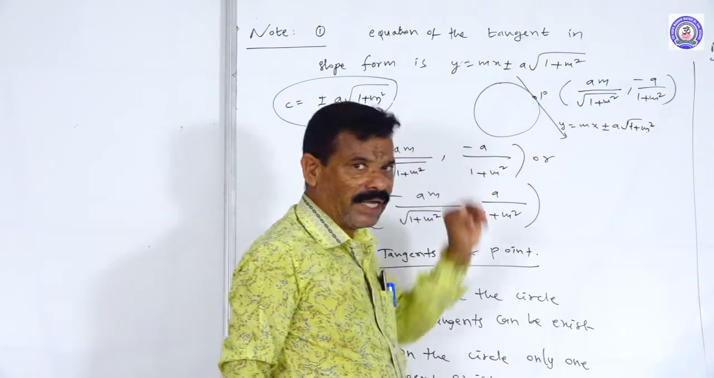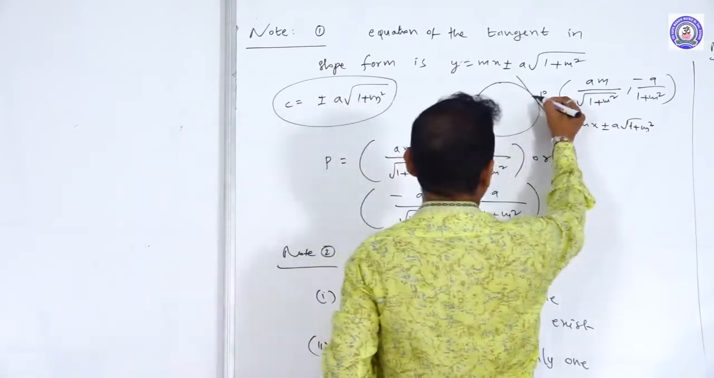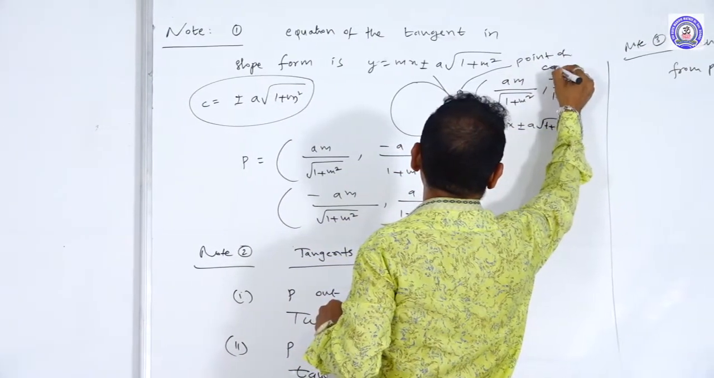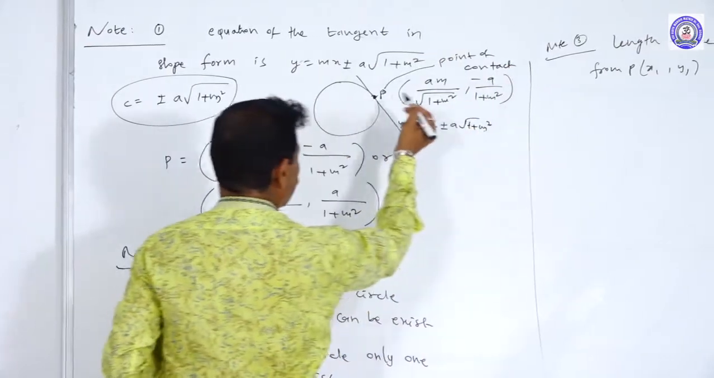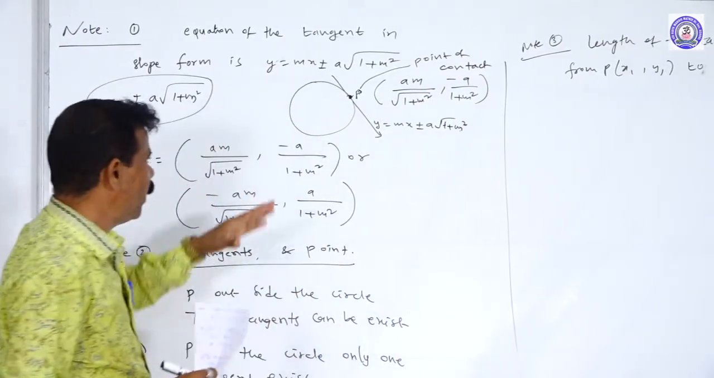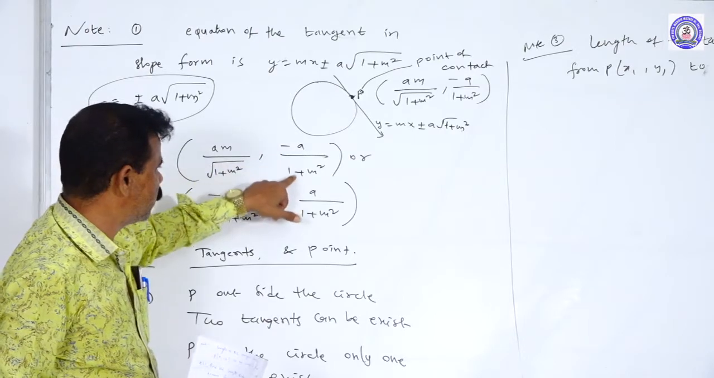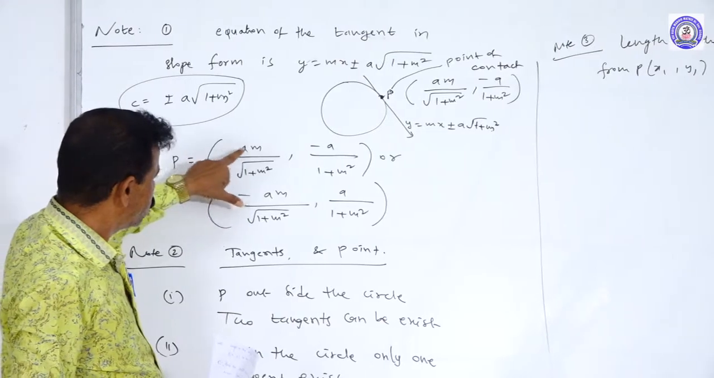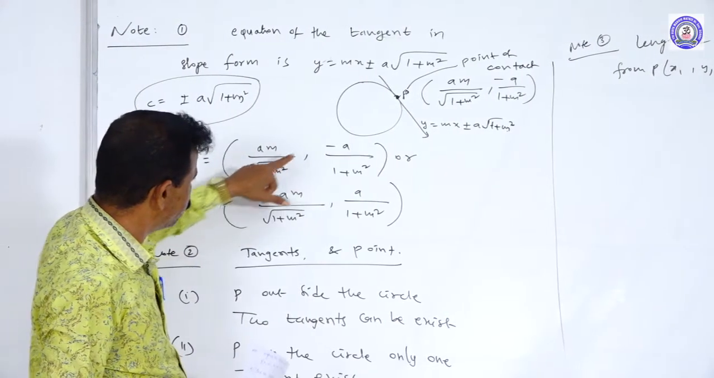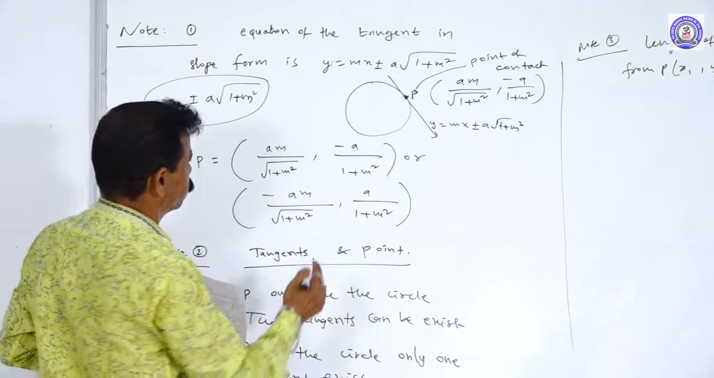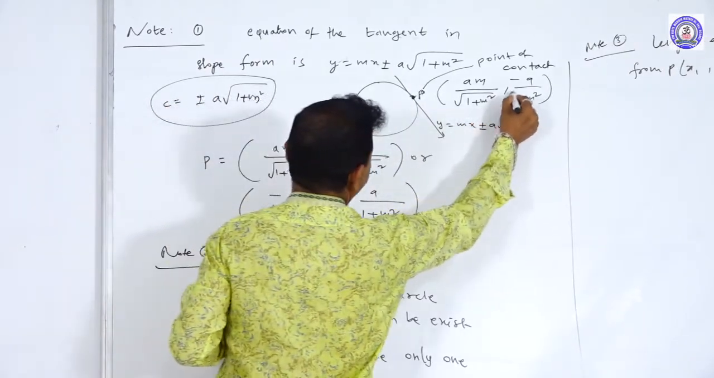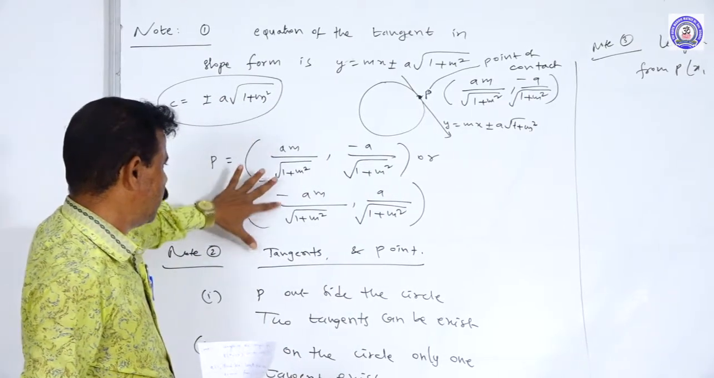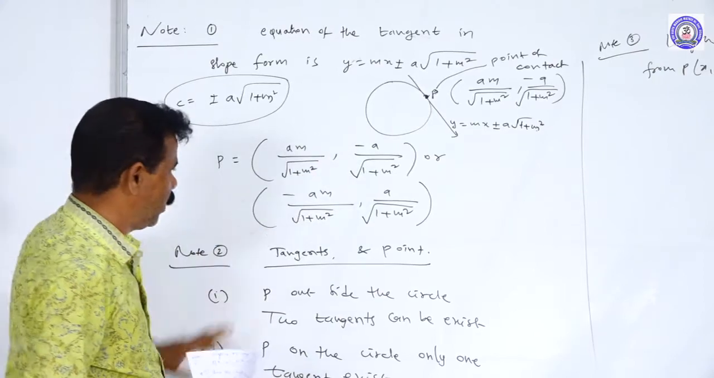P is the point of contact. In the slope form, that point is (am/√(1 + m²), −a/√(1 + m²)). Otherwise, another point is also there, where the signs are changed: here plus, here minus, here plus. That is the point of contact.